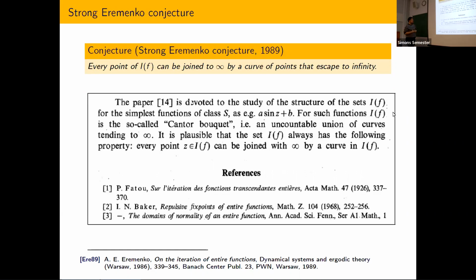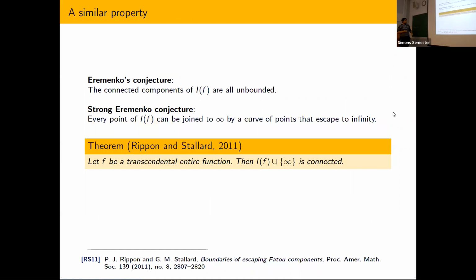In the same paper, he also made a stronger conjecture. The last sentence of the paper says, it is plausible that the escaping set always has the following property: that we can join every point of the escaping set to infinity by a curve in the escaping set, the same type of behavior that Fatou had observed or that Devaney proved with several co-authors. So we have these two conjectures. Now, there is another property that is related to them. Here are the statements of the two conjectures made by Eremenko.